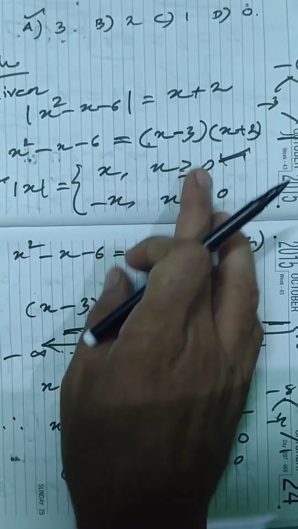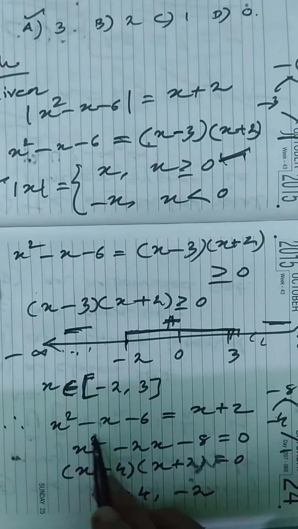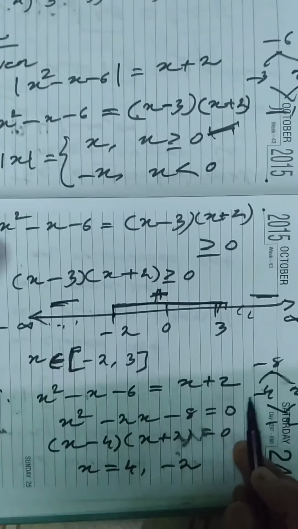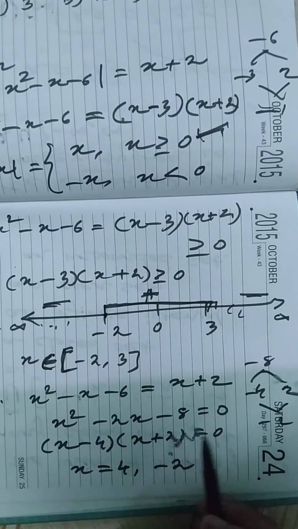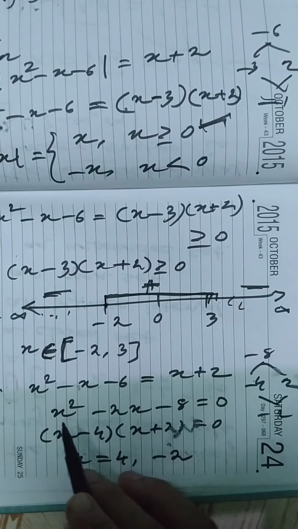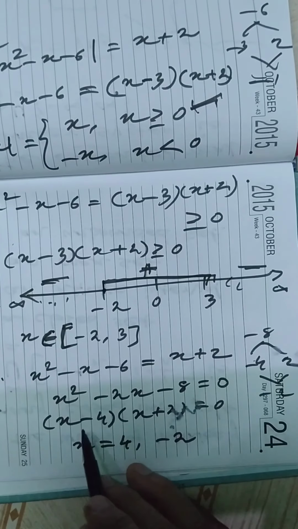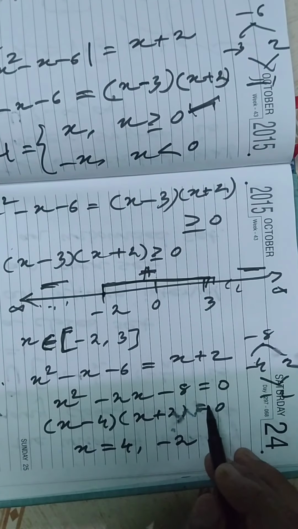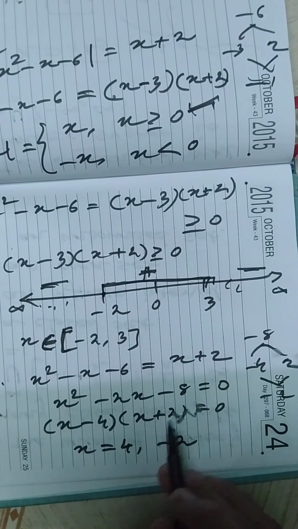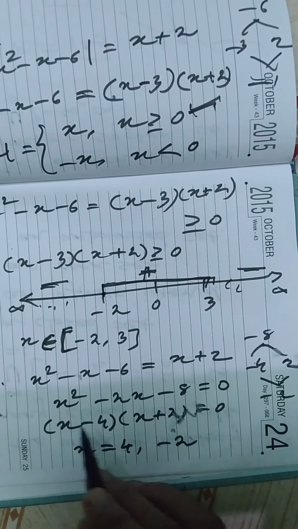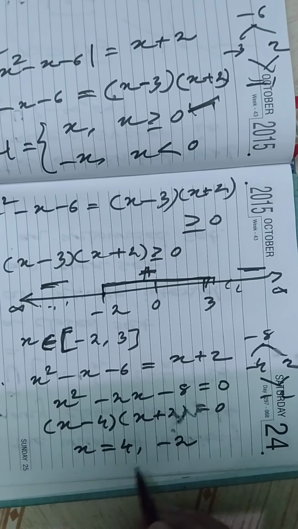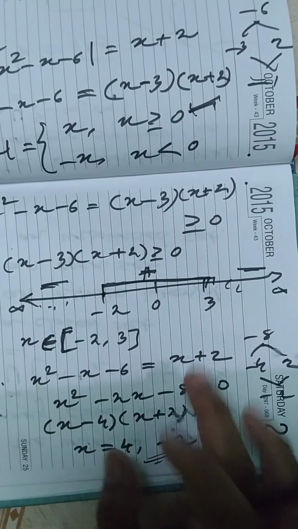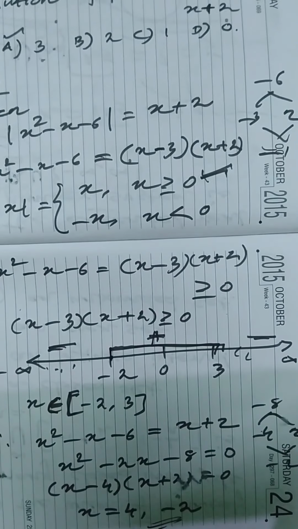So according to this definition, mod x is x. Likewise this is a non-negative. So I take x square minus x minus 6 equal to x plus 2. After simplification we are getting x square minus 2x minus 8. Now factorize this, x square minus 2x minus 8, we are getting x minus 4 into x plus 2. இது நம்மளுக்கெல்லாம் தெரியும். ஃபேக்டரைஸ் பண்ண பிறகு which is equal to 0. So x minus 4 equal to 0, x plus 2 equal to 0. From that we are getting x equal to 4, and x equal to minus 2. Now we are getting the 2 roots. ரெண்டு ரூட் நம்மளுக்கு இப்போ கிடைச்சிருக்கு.